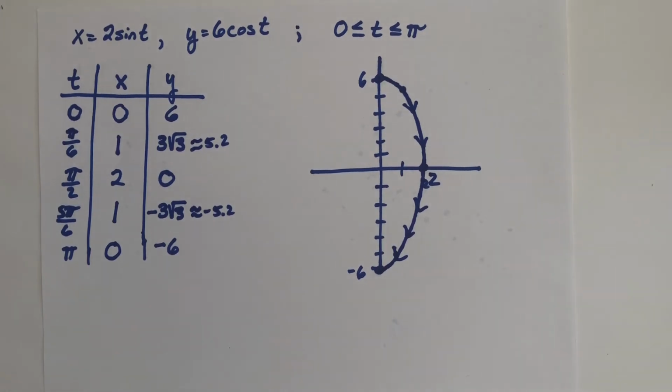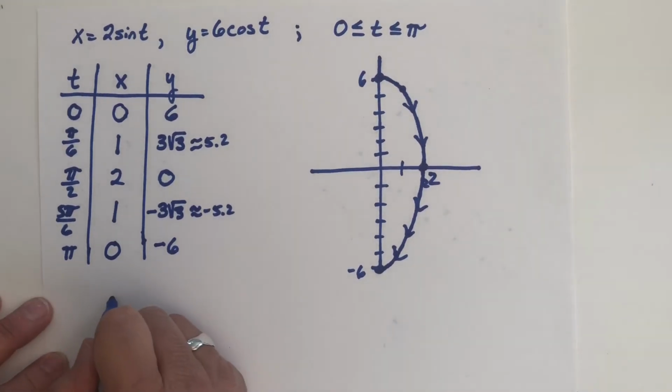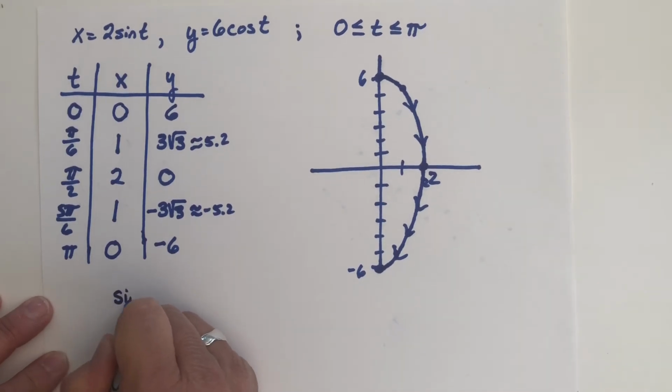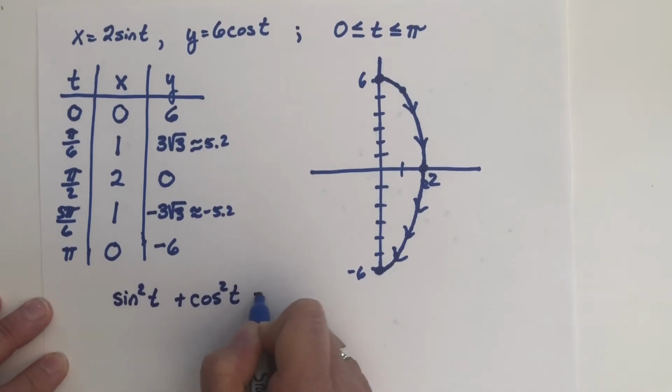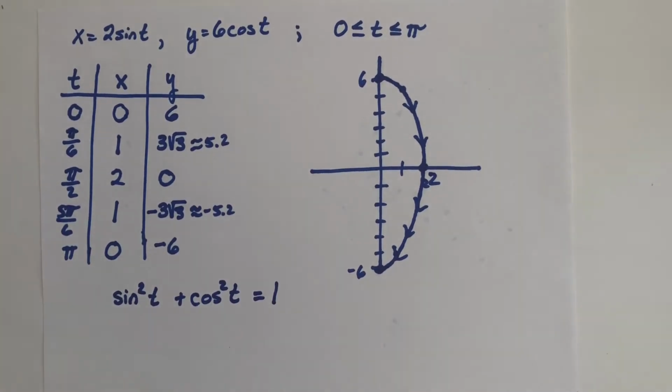Let's eliminate the parameter and see what shape this looks like. Can you tell what it looks like? In the previous problems to eliminate the parameter, we solved for t and then substituted in. I'd prefer not to do that on this problem. But what we do have is our trig identities. We know that for every value of t, the sine squared of t plus the cosine squared of t equals 1. That is always true.